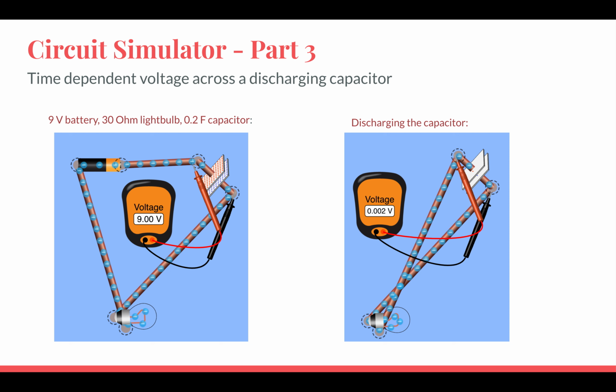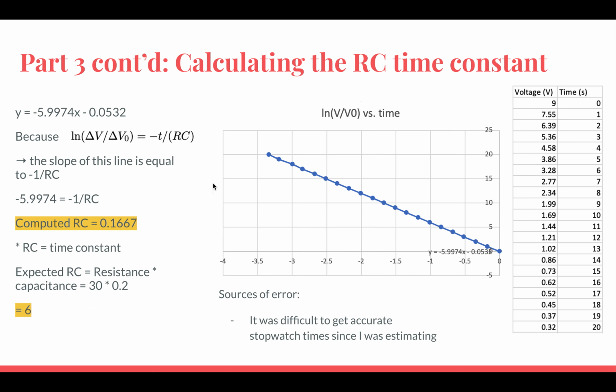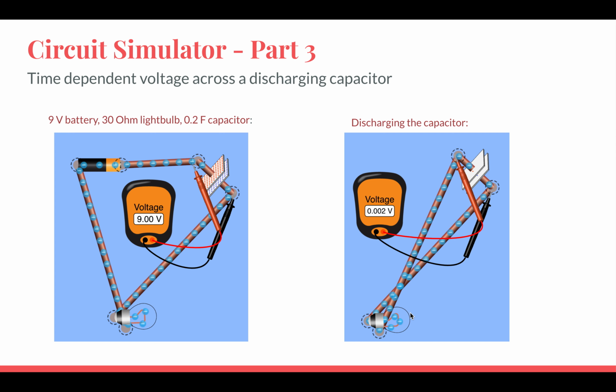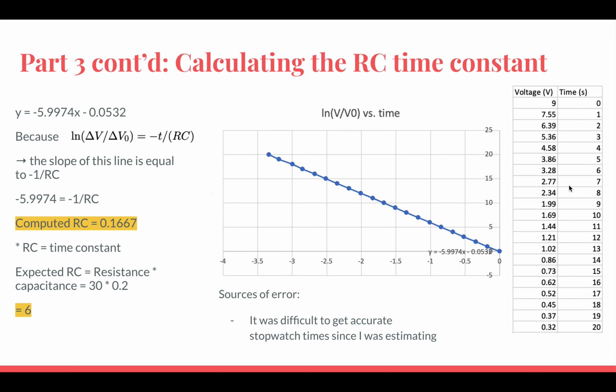Part 3, so I created a circuit with a 9 volt battery, a 30 ohm light bulb, and a 0.2 F capacitor, as you can see here. And then I charged and discharged the capacitor. When I was discharging the capacitor, I plotted the voltage change over time, and I got these numbers over here. And then I plotted the natural log of V divided by V naught over time. Then I got this formula right here.